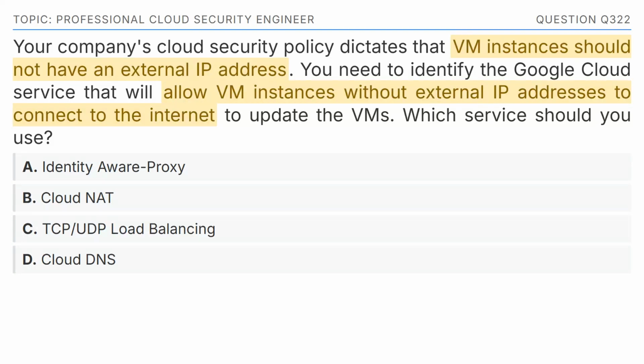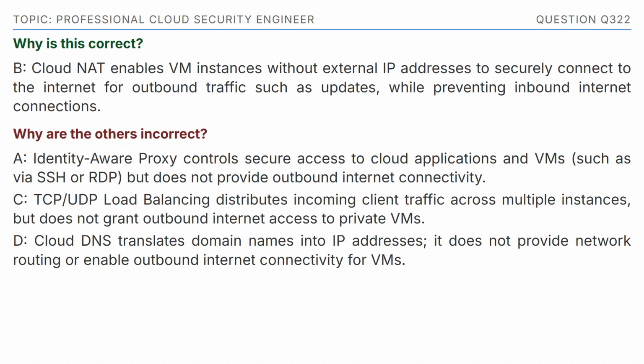To arrive at the correct answer, we focus on the keywords. VM instances should not have an external IP address. Allow VM instances without external IP addresses to connect to the Internet. The correct answer is option B, Cloud NAT. Why is this correct? B. Cloud NAT enables VM instances without external IP addresses to securely connect to the Internet for outbound traffic such as updates, while preventing inbound Internet connections.